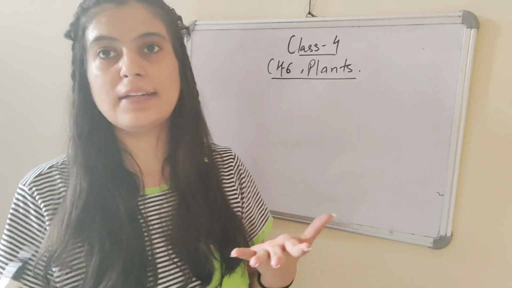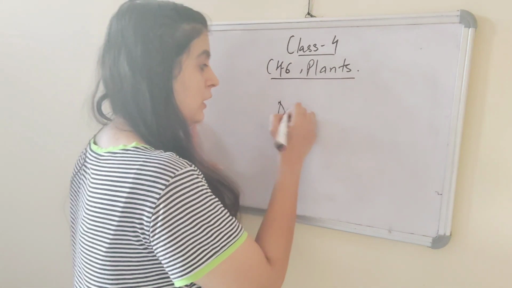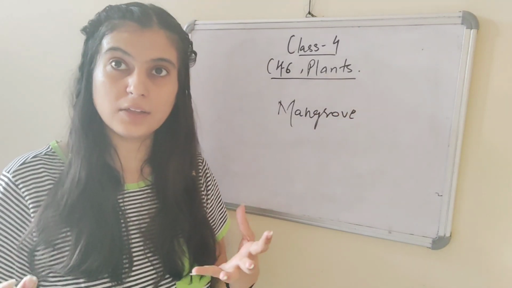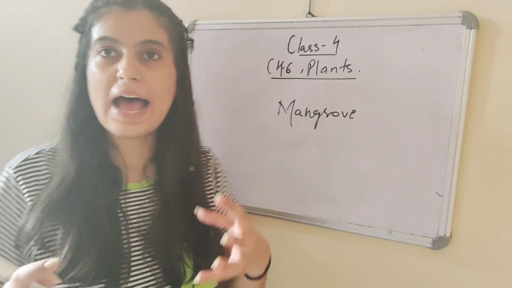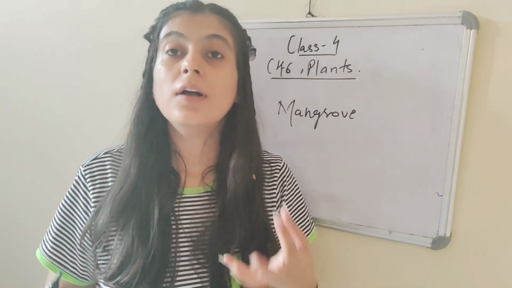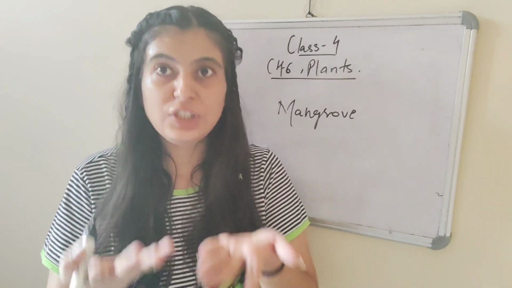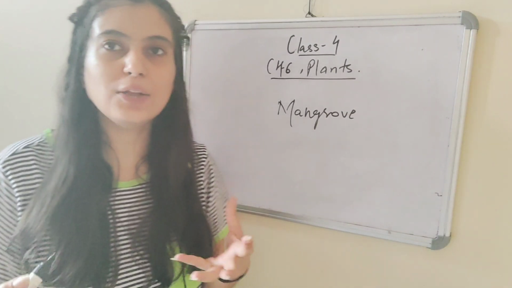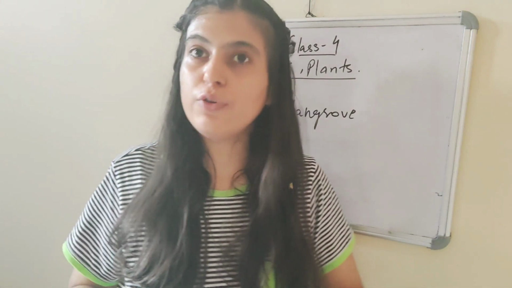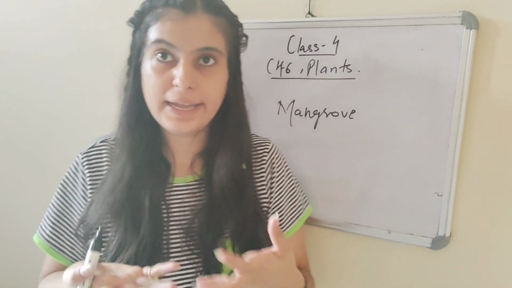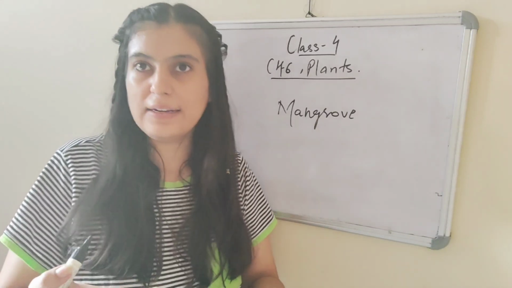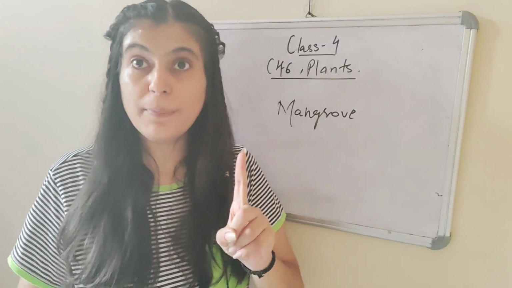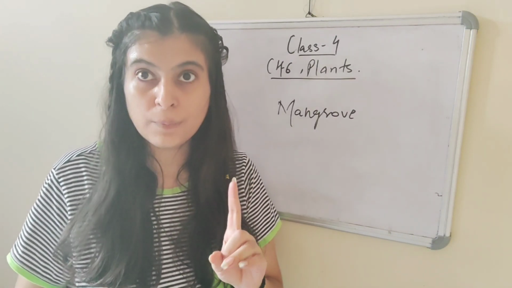For this, let us take an example of the mangrove tree, which is found in Sundarban areas. The mangrove tree has breathing roots and it grows in the marshy areas. Now, what are breathing roots? Breathing roots are those roots which come out from the soil so that the plant can breathe. You know that plants breathe through the roots, right? They also breathe through the stomata, but they also breathe through the roots.